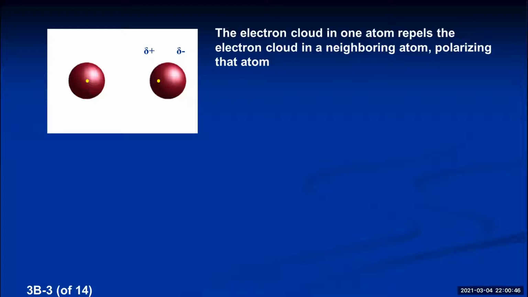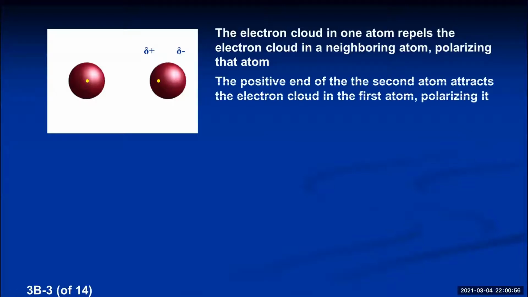Kind of interesting. Now that this atom has a positive end, guess what the positive end of that atom is going to do to this electron cloud? It's going to pull it towards it. It's going to polarize the first atom. So the positive end of our second atom attracts the electron cloud in the first, and watch the animation, it polarizes it. So this other atom now has a positive end and a negative end.